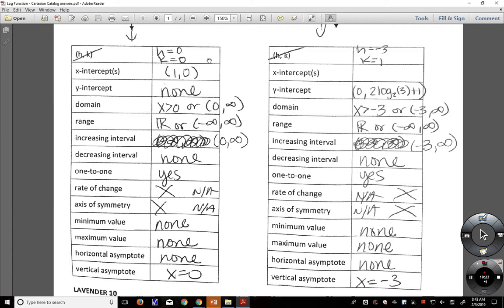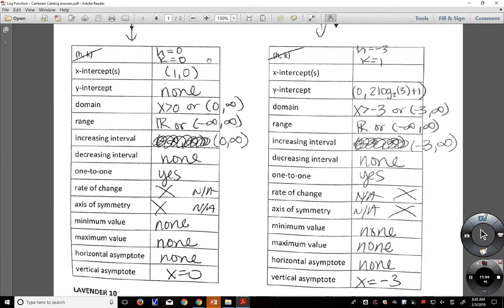Okay. So our x-intercept, (1, 0), that would be true for every log parent function, right? That would be a point that's there. There was no y-intercept in this one because of our vertical asymptote. Our domain here is only x is greater than 0, written as an inequality or an interval. And then our range is all real numbers. This entire graph was increasing, and the entire graph only exists on its domain, so from 0 to infinity, with no decreasing interval. We are 1 to 1, and we're not going to be worried about rate of change or axis of symmetry. No minimum value, no maximum value, no horizontal asymptote in this case, but a vertical asymptote at x equals 0.